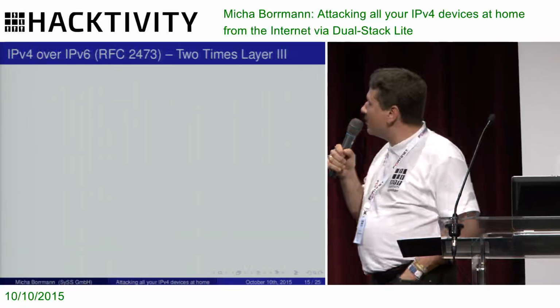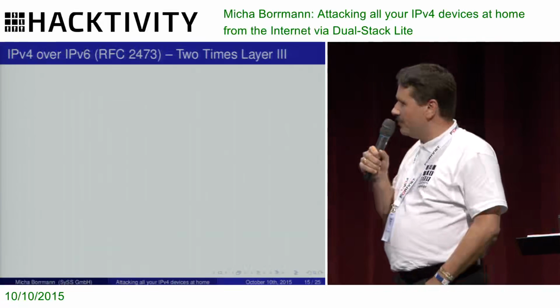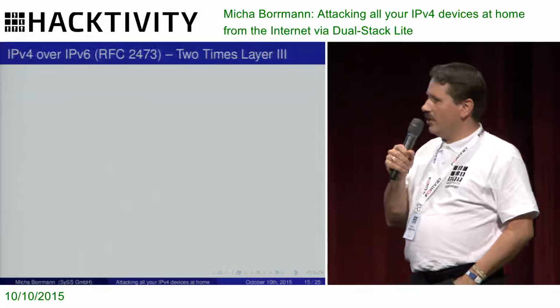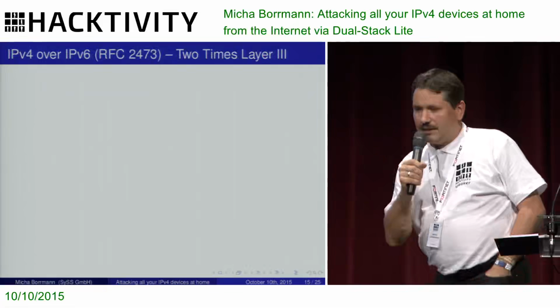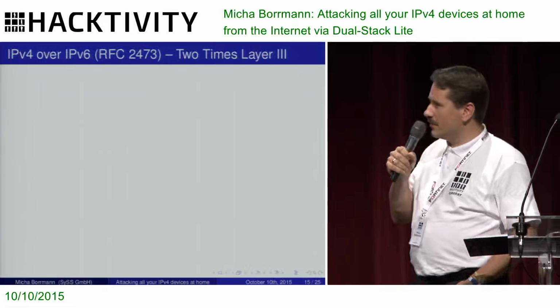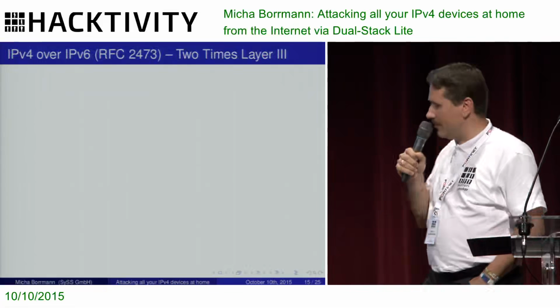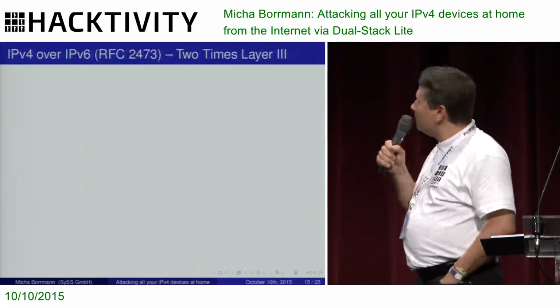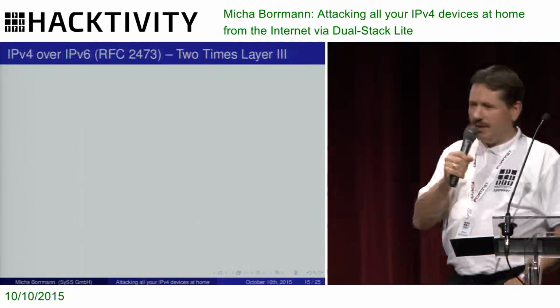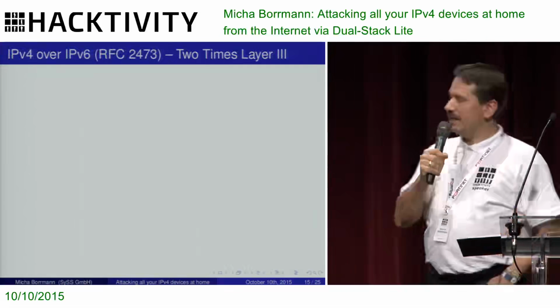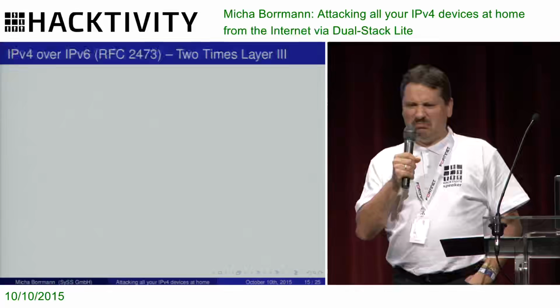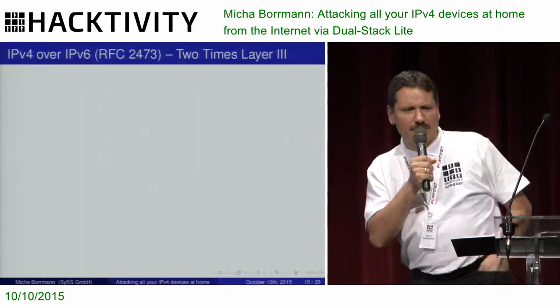Well, that's all about ports. Now, we should have a deeper look at tunneling IPv4 over IPv6. This tunneling is quite old. It's from the 1990s, RFC 2473. And yeah, it's more or less 2 times layer 3. You know, layer 3, layer 4, layer 2, whatever. But 2 times layer 3 sounds strange, doesn't it?